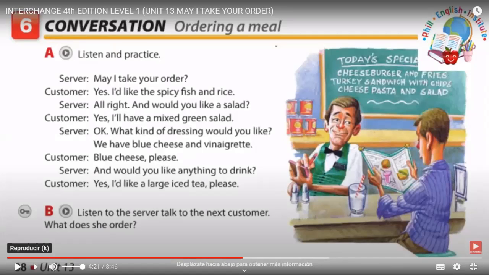Action, please. May I take your order? Yes. I like the spaghetti, fish and rice. All right. And would you like a salad? Yes. I'll have a mixed green salad. Okay. What kind of dressing would you like? We have blue cheese and vinaigrette. Blue cheese, please. And would you like anything to drink? Yes, I like a large iced tea, please.